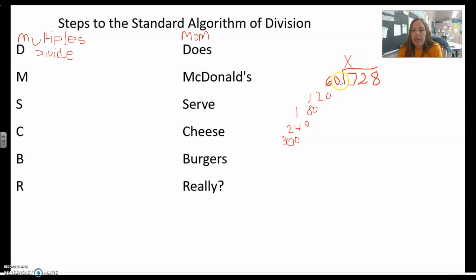So that would mean I'm going to use this 60. That is my first multiple. So that's why I'm going to put a 1 over my 72. Notice I'm putting it above the 2 because I'm dividing 72, not 7. Okay? Then we are going to multiply 1 times 60, and that is 60. I put my answer right below 72. Then we subtract.